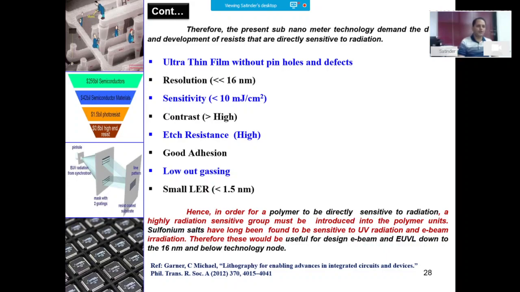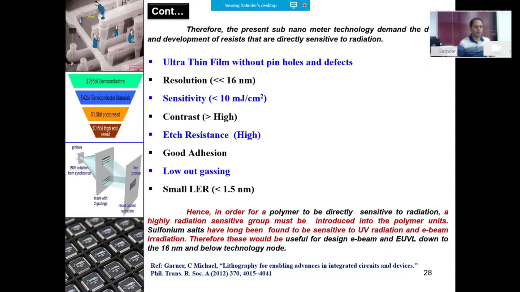So therefore, we have tried to develop the resist technology, where the thickness of the film is around 30 nanometers, resolution below 16 nanometers, sensitivity 10, and contrast should be higher. Etch resistance should be higher, because ultimately this resist pattern is going to be transferred to your desirable film or silicon. Good adhesion, low outgassing, because these are going to be treated inside a high-end vacuum, so there should not be any outgassing. Line edge roughness should be less, 1.5.